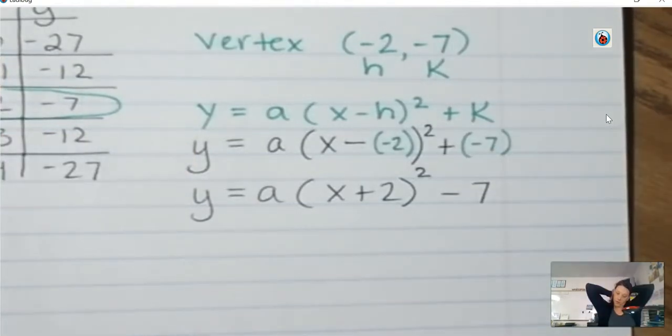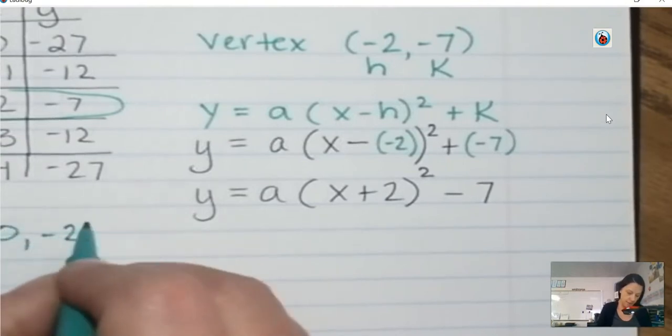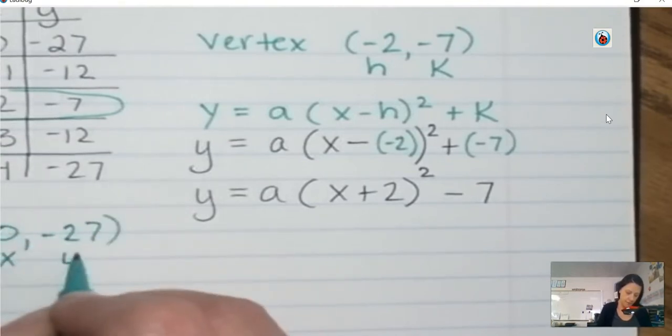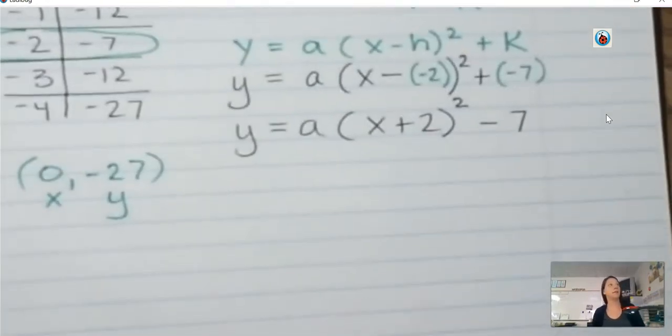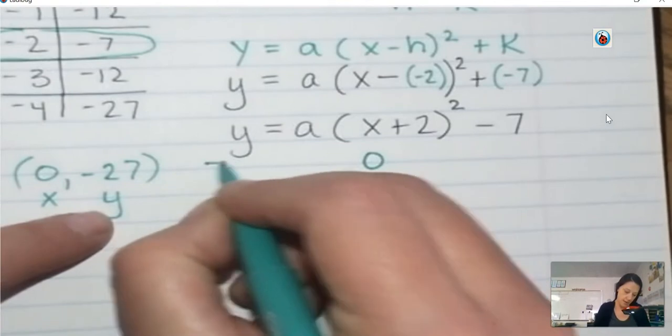Okay, from there, you would pick a point. You may have picked a different point than me, that's fine, but you should still end up with the same ending. I'm going to use 0, comma, negative 27. You may have picked a different point, that's okay. I'm going to put in x 0 and negative 27.